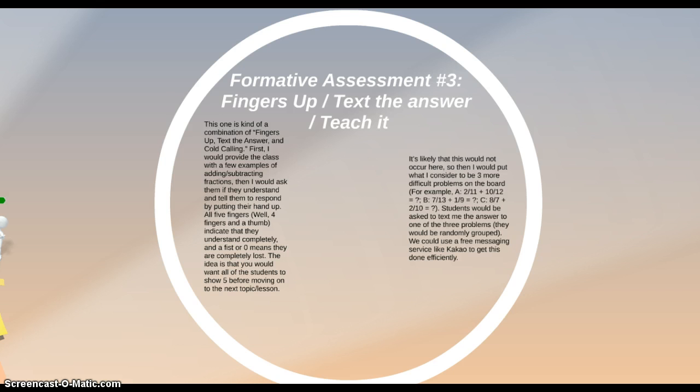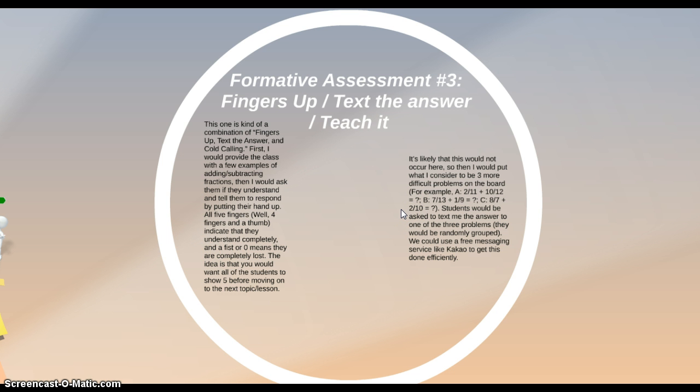Basically you would go through the lesson and give the students a few examples, and then when you're near finished, you would ask the students if they understand, and they'd have to put up their fingers to show their level of understanding, 5 being that they understand it really well, and 0 being that they don't understand it at all, they're completely lost. So that would be the first step.